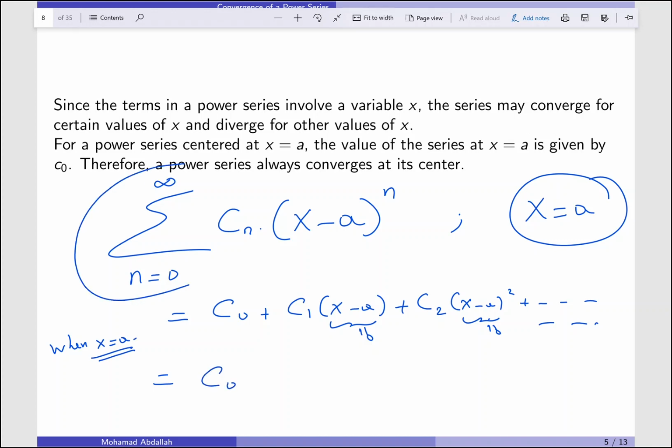So the series is convergent because the sum is finite. Okay, so every power series will converge at its center. If the center is a or 0, it's going to converge at that value. So you have at least one value where the series will converge.